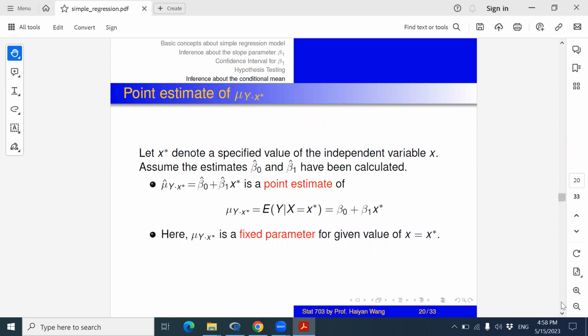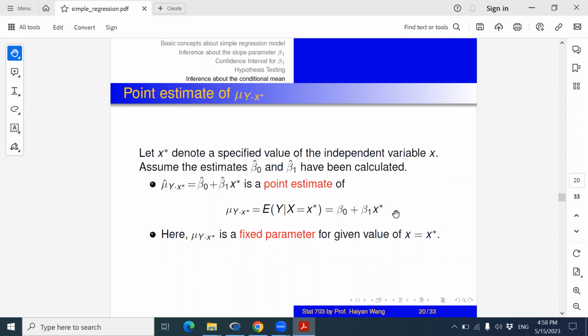This next part is the point estimate of the mean regression line. To estimate this mean of y given x, when x is x star, we will need to consider a point estimate of that. Simply, to do the point estimate, we just need to replace the unknown parameters by point estimates of those parameters. So beta 0 hat plus beta 1 hat x star will be a point estimate of beta 0 plus beta 1 x star.